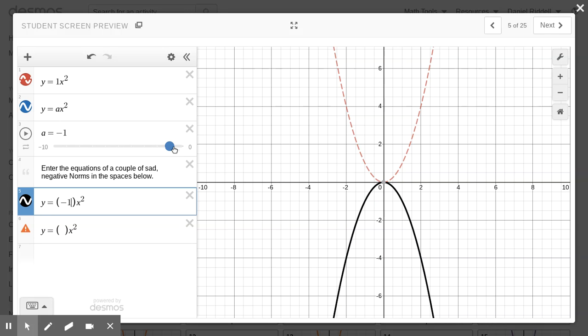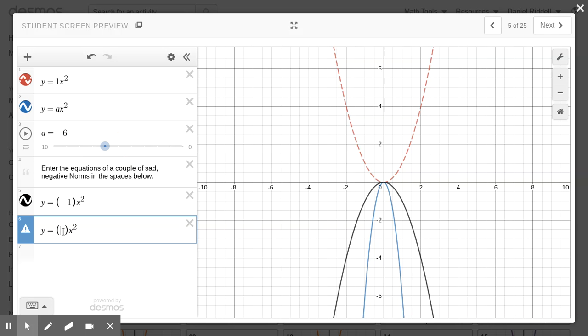And so I can move my slider to see others. If I move it here, I see the blue graph has now changed. This one has an a value of -6. So this blue graph has an a value of -6 in front of our x squared. And that particular graph would have an equation of -6x squared. Oops, I already had the x squared there. And there we see it.